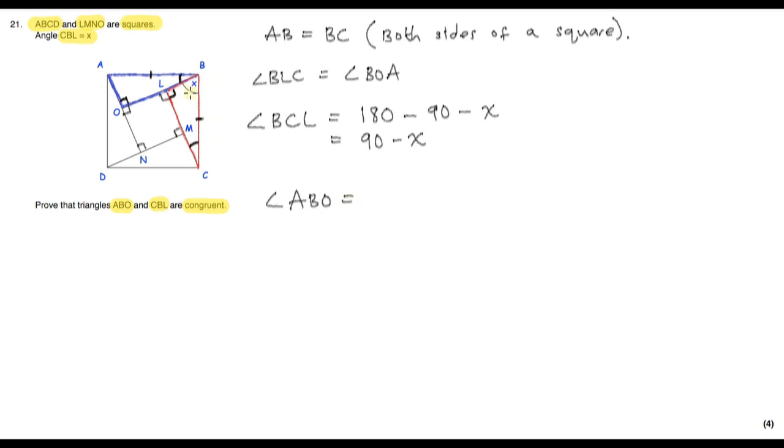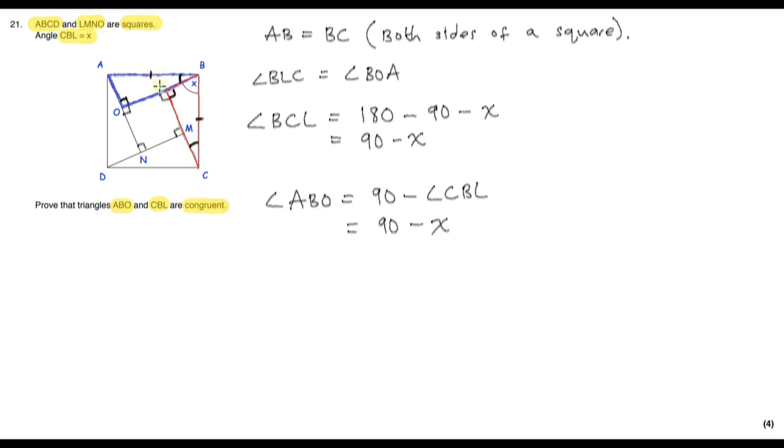Angle ABO is going to be 90 degrees minus angle, I could just write x, but I want to show what I'm looking at. So angle CBL or BCL, whichever way. Sorry, no, it is going to be CBL. Angle CBL, which is the same as 90 minus x. So now we've proved that these two angles are the same. These two side lengths are the same.